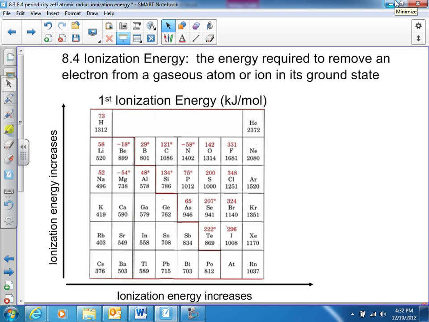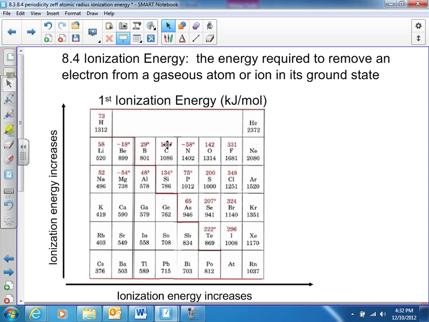Now, on to ionization energy, section 8.4. We had this in the intro, but you really have to know these definitions, so I keep rewriting them. So ionization energy is the energy needed to remove an electron from a gaseous atom or ion in its ground state. And here's some data on ionization energy.